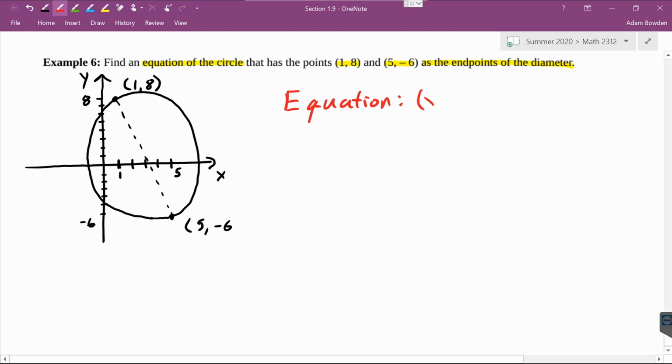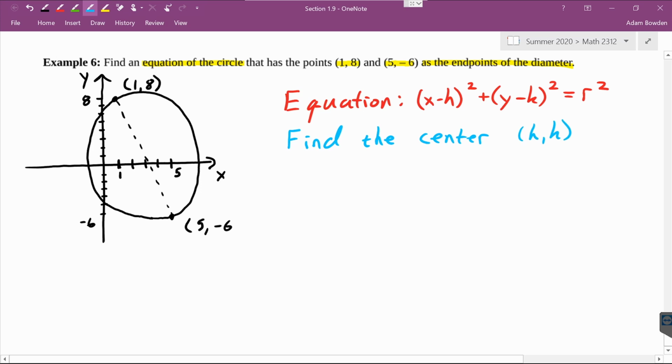The equation of the circle is going to have the x minus h squared plus the y minus k squared equals r squared. So what I'd like to be able to do to fill out this equation is find the center, the h comma k, and I'd like to find the radius, r, to put within that equation. So can we do that with information that we have? One thing we can figure out fairly quick is we can get the center by just finding the midpoint between the two ends of the diameter.